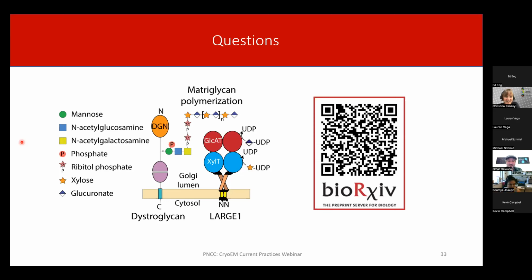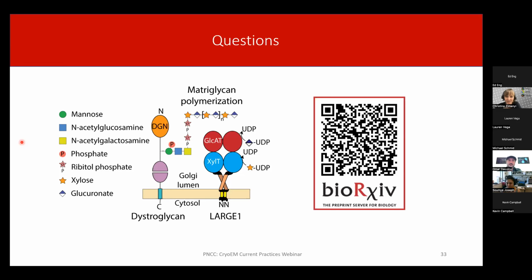If I could add a question, which the panelists aren't allowed to put in the question and answer. I just want to get an idea of which end of the polymerized matriglycan is stuck onto the dystroglycan. Is it the end that was the last synthesized one, or is it the first ones that were made that get eventually stuck onto the dystroglycan?